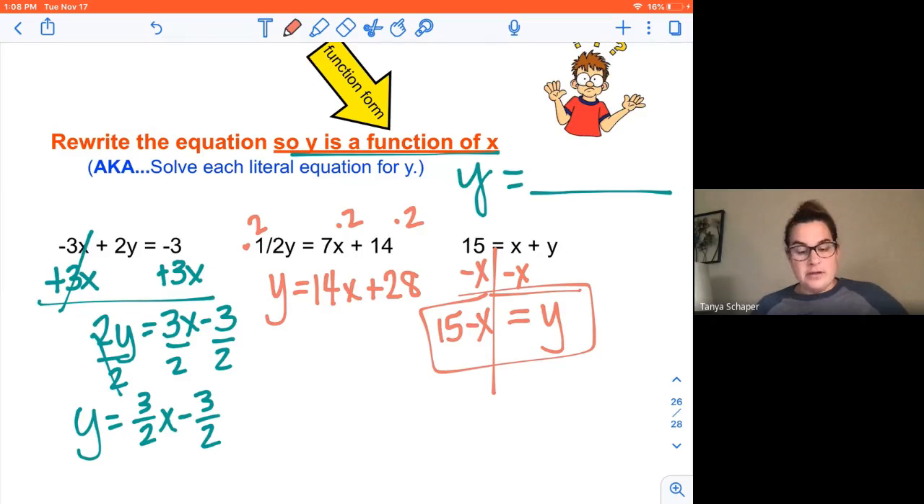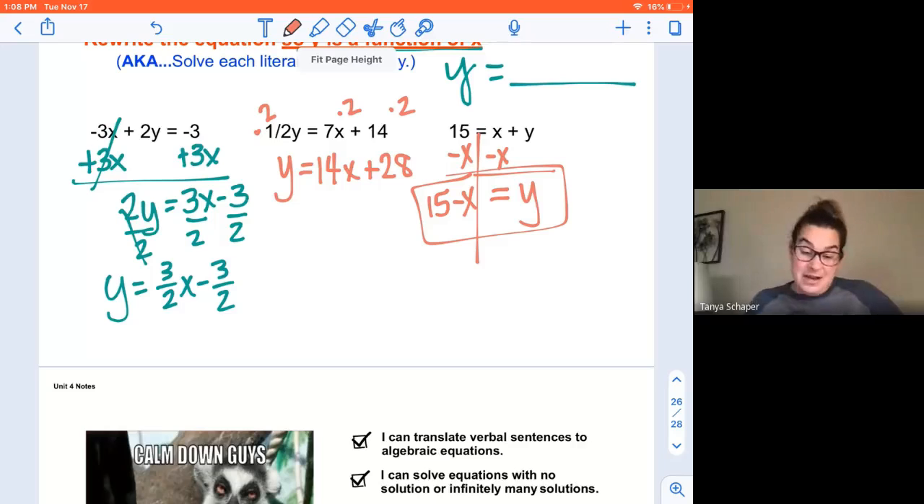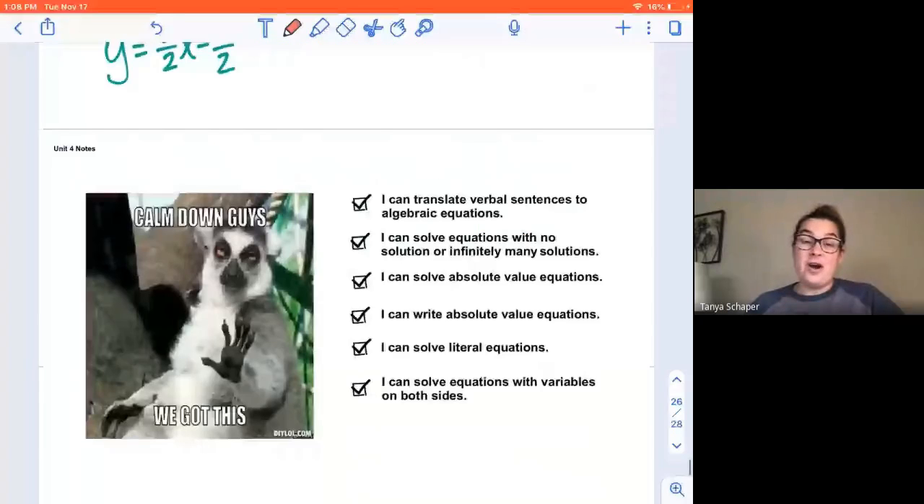The next few days that we're going to spend, we're going to be doing some solving equations and reviewing and getting ready for our Unit 4 test.